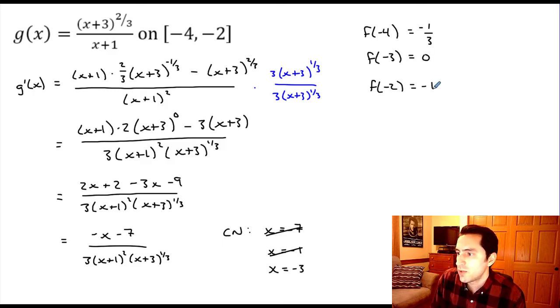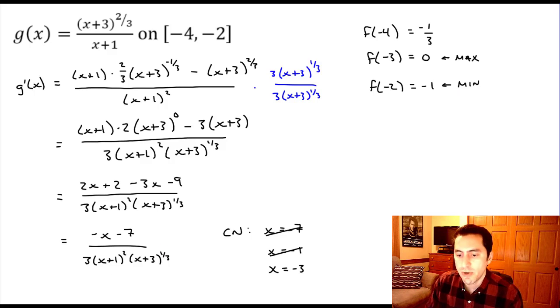So among these 3 points, the largest value is going to be our absolute max. 0 is the largest, so this point is going to be our absolute maximum. And then the smallest value, -1, this is going to be our absolute minimum.